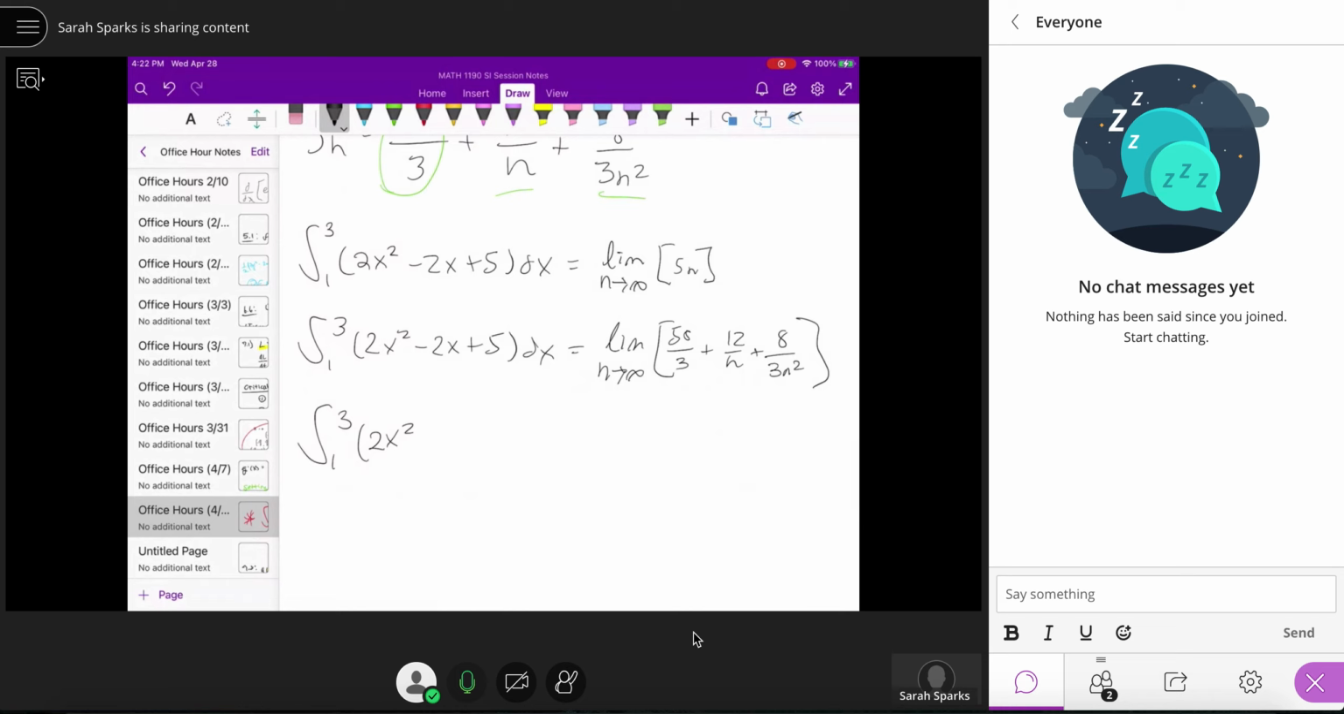And then we just evaluate that at infinity. Since we've already simplified, we don't even have to think about simplifying. That's what I really like about this, is you just focus on the output and you don't worry about it until later. So we're going to plug in infinity, so we get 58 over 3 plus 12 divided by infinity plus 8 divided by 3 times infinity squared. These two are just going to go to 0. So our final answer, this integral from 1 to 3 of 2x squared minus 2x plus 5 dx is going to equal 58 over 3.